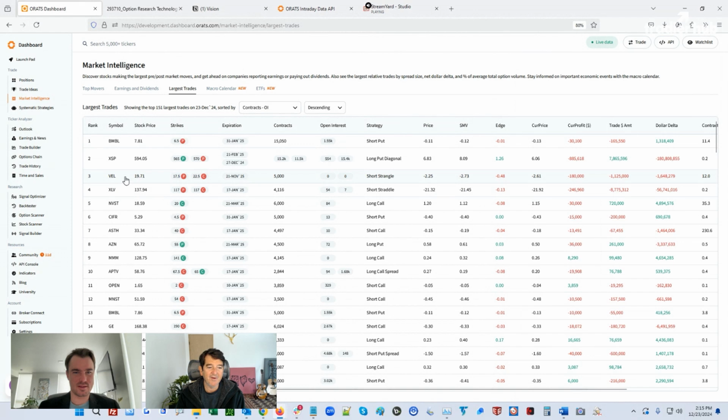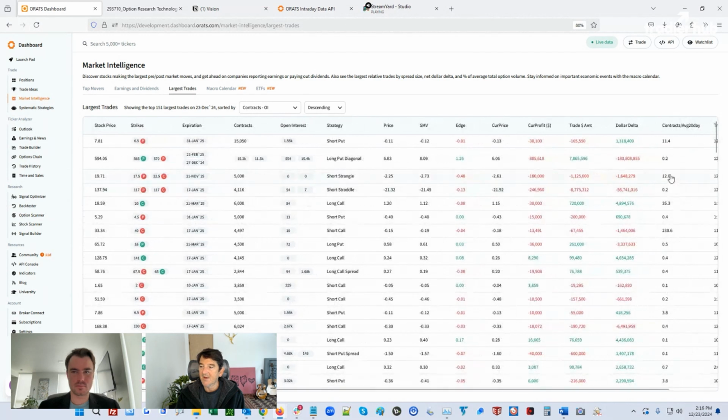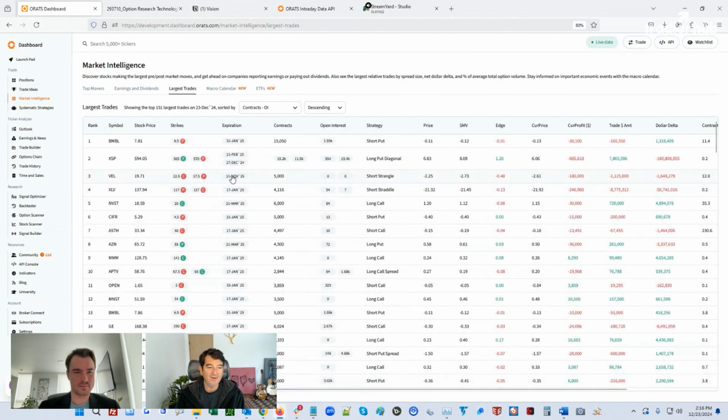Here's a short strangle in VEL. Never heard of VEL. So this is kind of a cool metric over here too. It shows the number of contracts divided by the average 20-day. So that was a big trade versus what it normally trades. There was no open interest on it. They came in selling a strangle, and they sold it for $225 in a year. I don't know that I would do that unless they think there's a takeover coming.